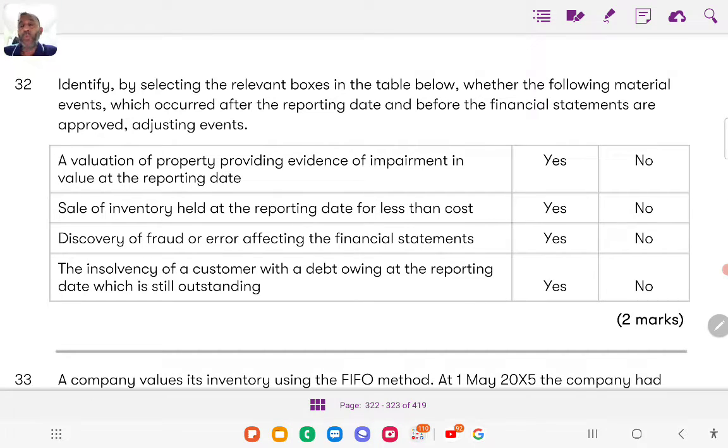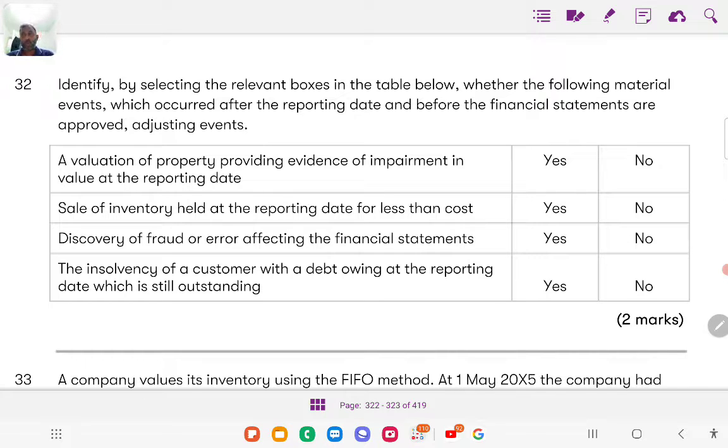Question number 32. Identify by selecting the relevant boxes in the table below whether the following material events which occurred after the reporting date and before the financial statements are approved are adjusting events. So now this is standard IAS 10. Events occurring after the balance sheet date, post balance sheet events, or events subsequent to balance sheet date. Any way you can call it.